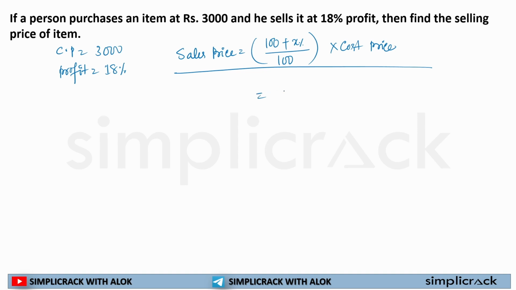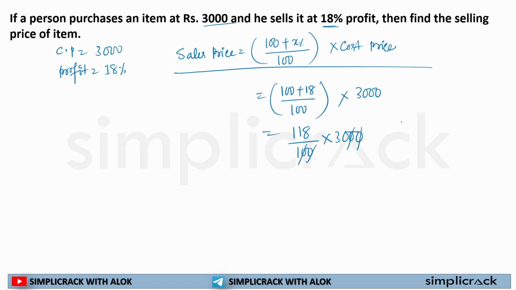So here sales price will be (100 plus X, the profit percentage, which is 18) divided by 100 into cost price 3000. So it will be 100 plus 18 is equal to 118, divided by 100 multiplied by 3000. The zeros will cancel out, and if I solve it, I'll get 3540. How do I find it? 3 eights are 24, 3 ones are 3... 3540 is my selling price.